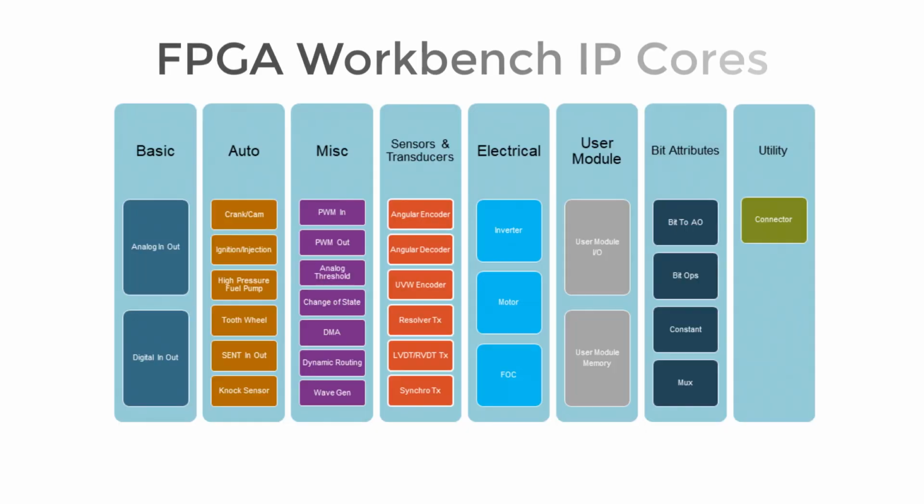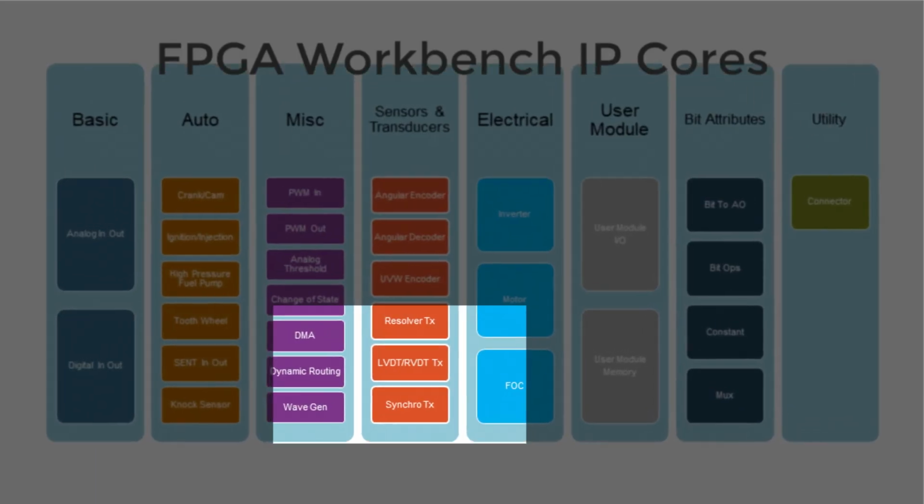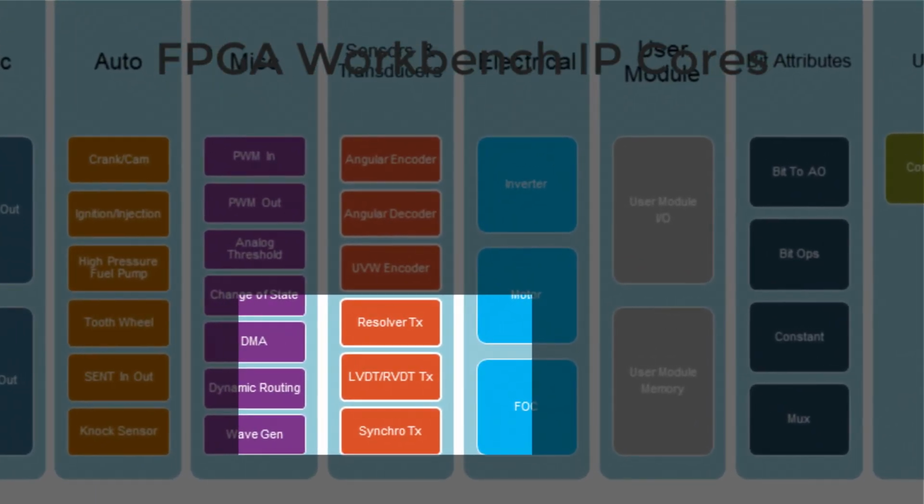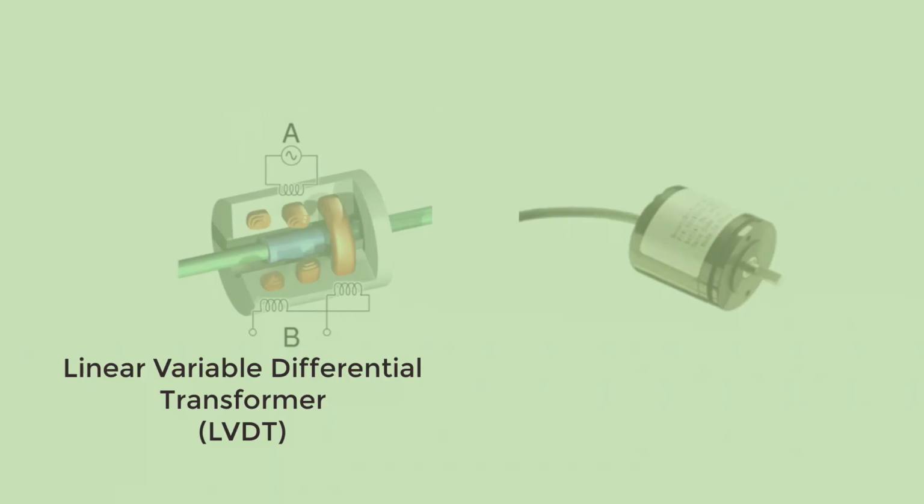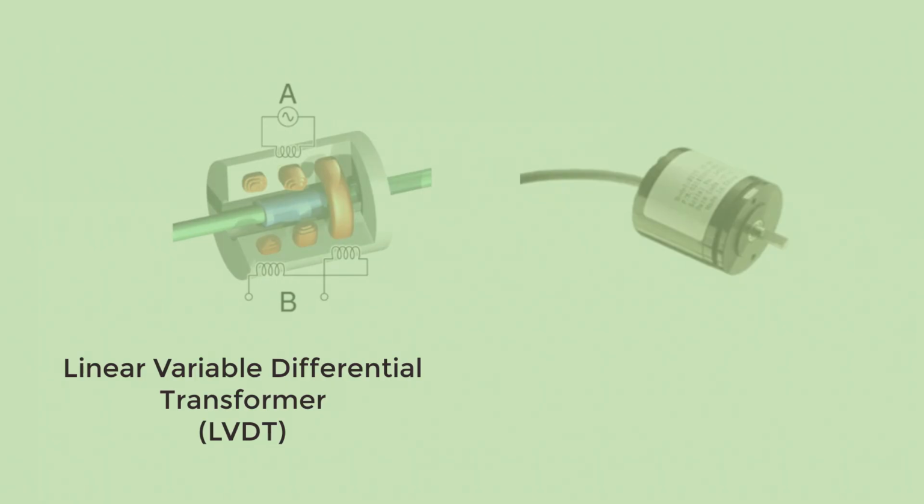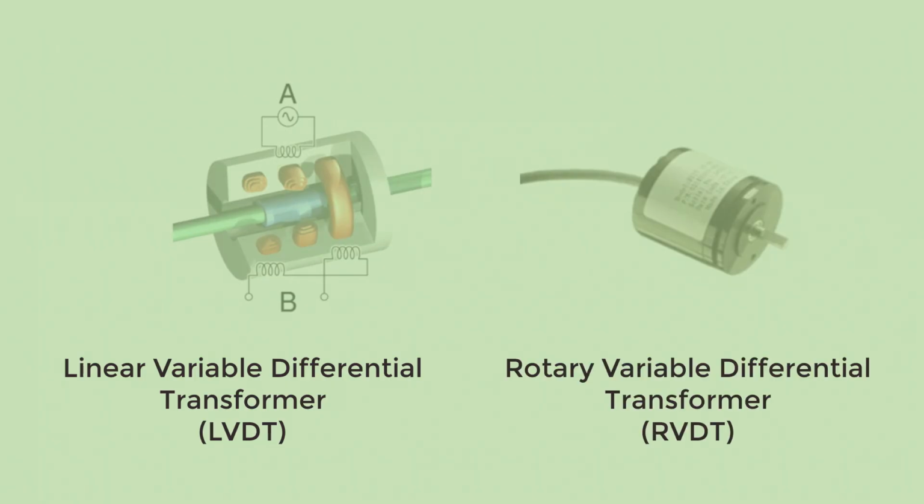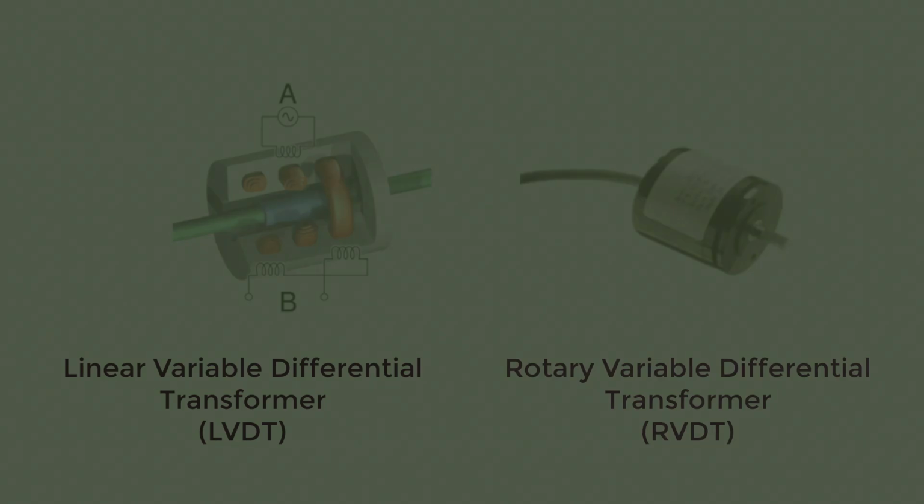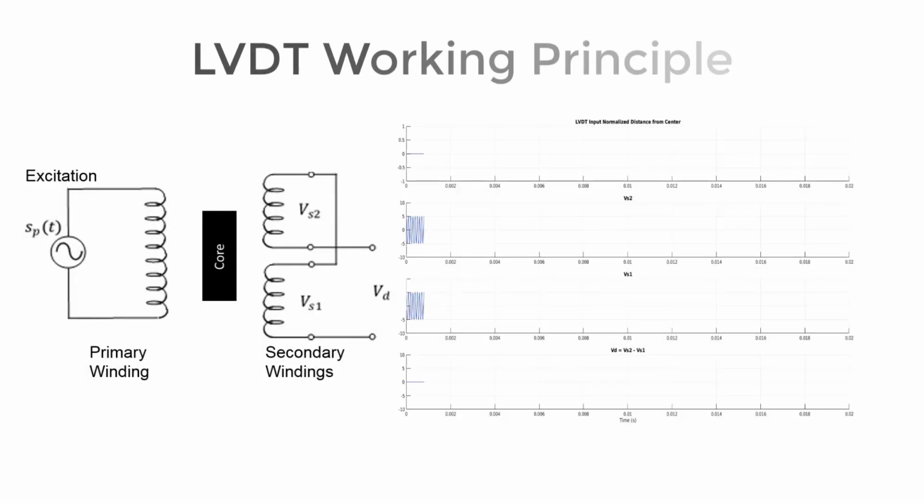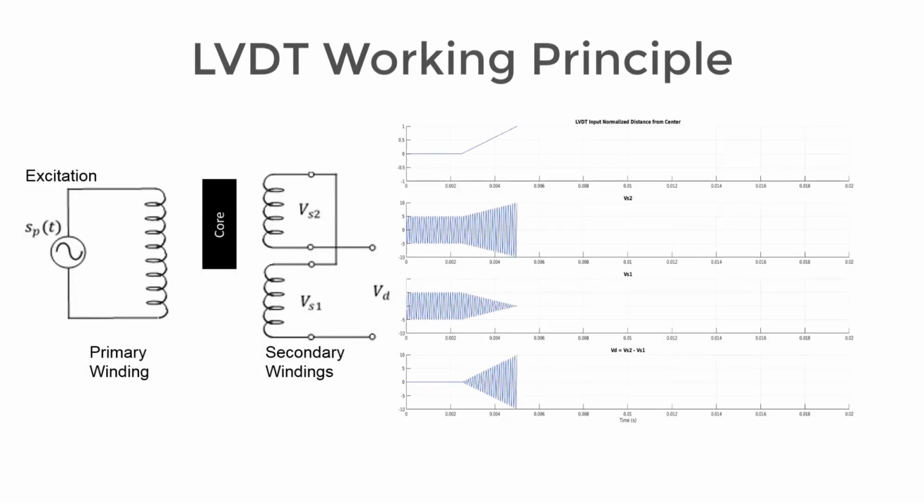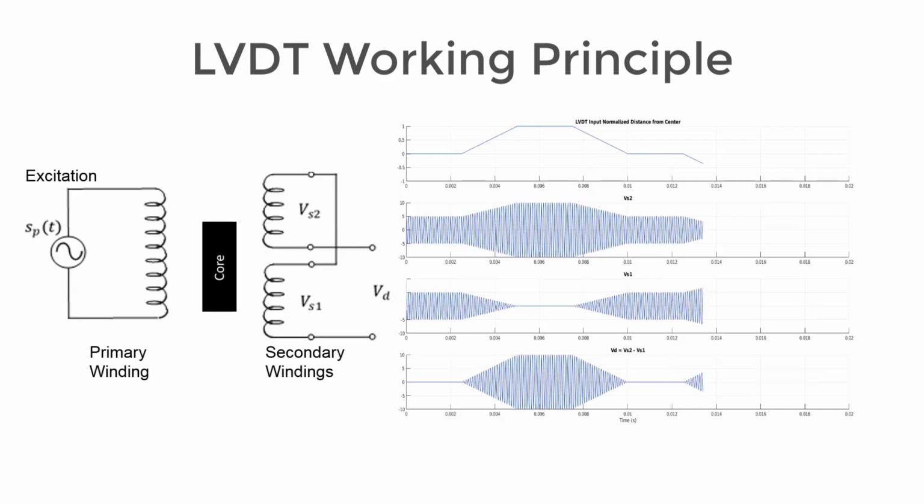In this video, we are going to show the Concurrent Real-Time FPGA Workbench LVDT/RVDT IP module. LVDT stands for Linear Variable Differential Transformer, and RVDT is Rotary Variable Differential Transformer. From a mathematical perspective, the LVDT uses distance, or the core location, as information into an amplitude modulator.